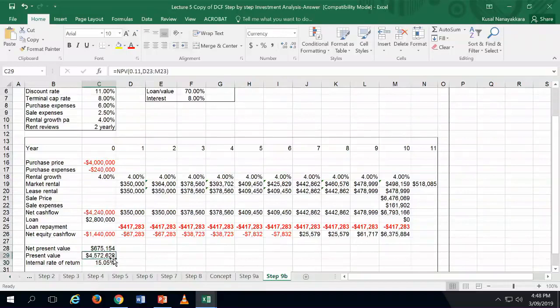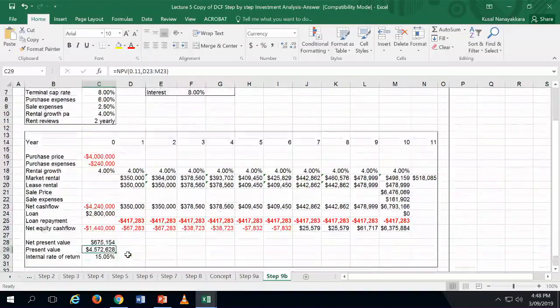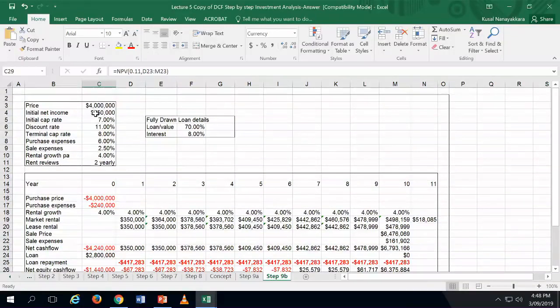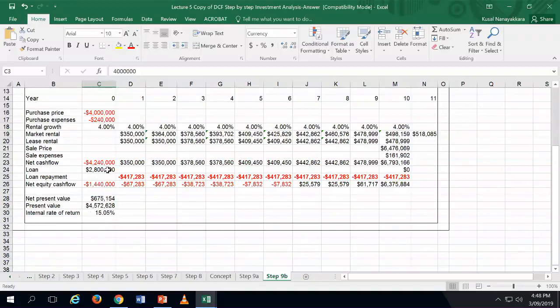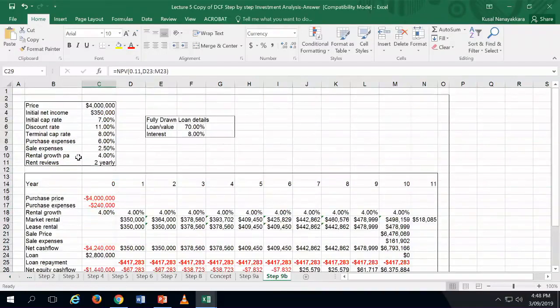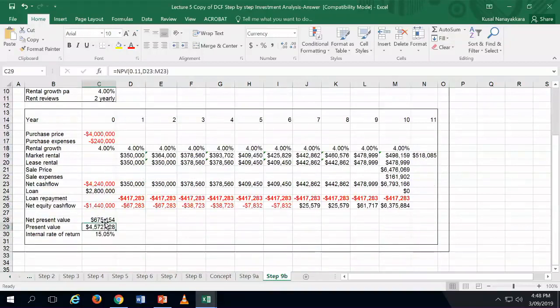So now this is the valuation. 4.5 million. Right, because we can see it. Our purchase price is 4 million, and our discount rate was 11%, but the actual IRR is 15%. So it means we get more than what we want, so the value should be more than what we paid for. We paid 4 million, but it's worth 4.5 million. So this is the value.